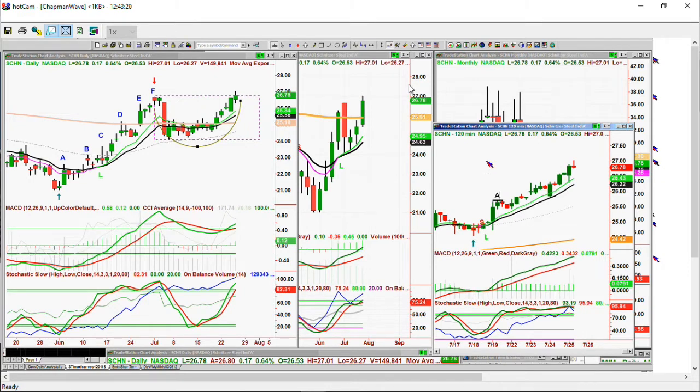Peak A, 120-minute chart, peak B, peak C, peak D. Where are we right now? Peak E, and the MACD is still good. The stochastic is still at 95%, good. So this is holding very nicely, but you add an E, you've got to be careful.